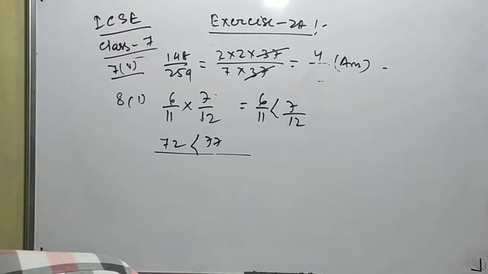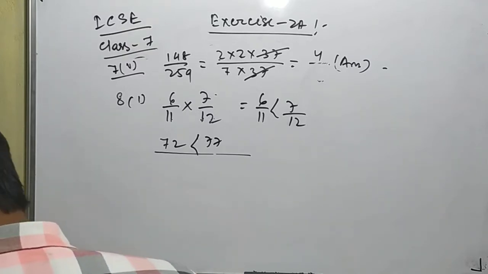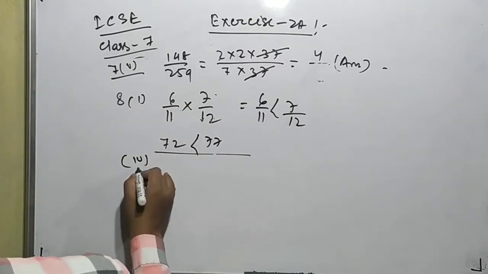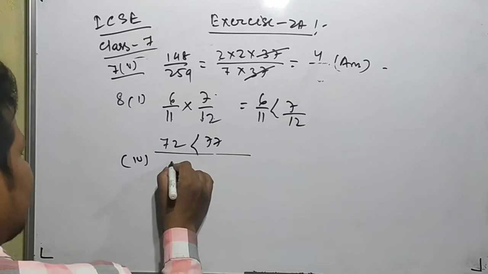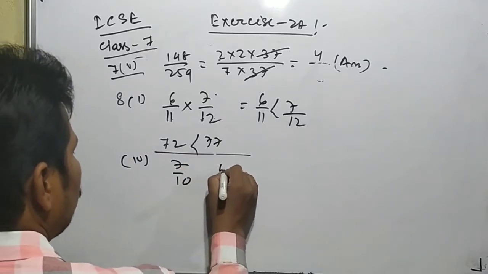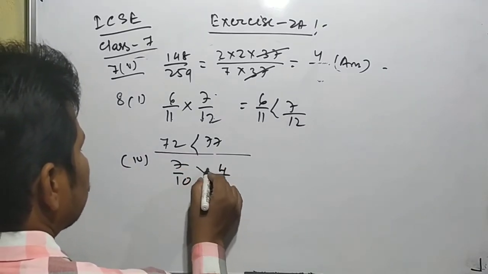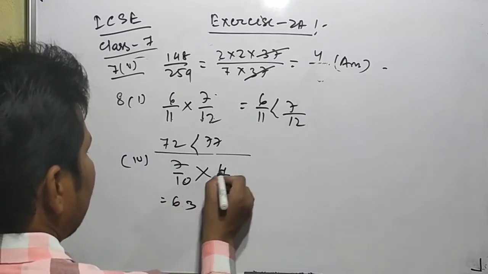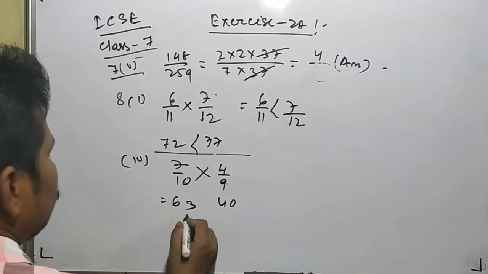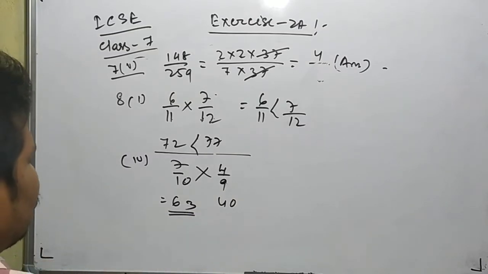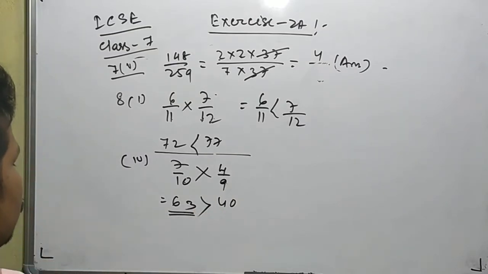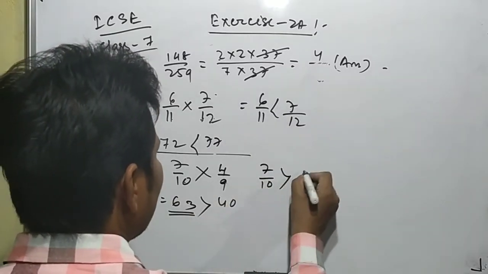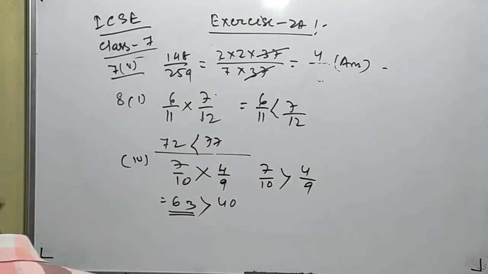Suppose we will do question number 8 bit 4. What is the question? 7 by 10 and 4 by 9. Again we will do the cross multiplication. 9 into 7 equals 63 and 10 into 4 equals 40. Which one is greater? 63 is the greater. So our answer is 7 by 10 is greater than 4 by 9.